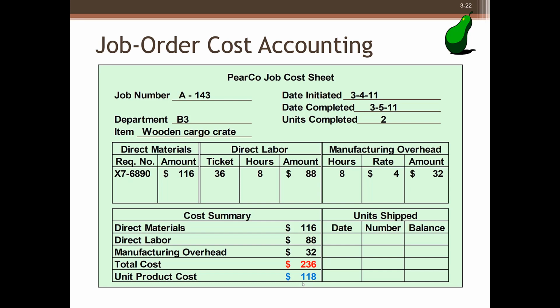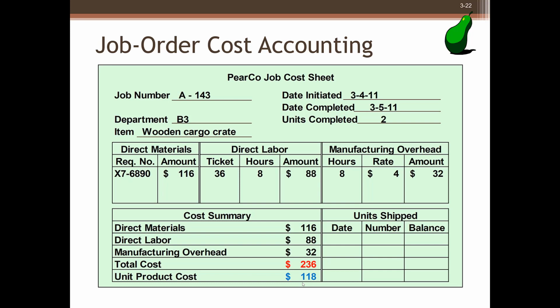Here's one question. What if the company produces one more unit? Then how about the unit product cost? Will the unit product cost be more than 118 or less than 118? Think about it. The answer should be less than 118. Did you get it right?